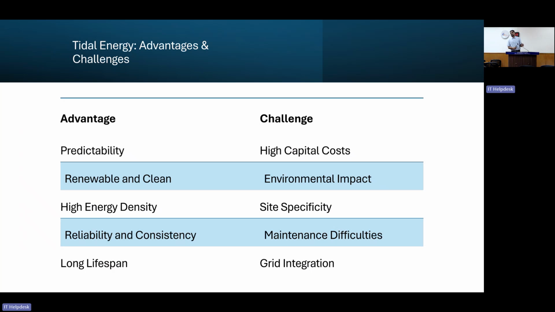Tapping tidal energy is very site specific, and there can be maintenance difficulties, and there are certain challenges related to grid integration, because you may not have grid accessibility at every site of the tidal energy systems.